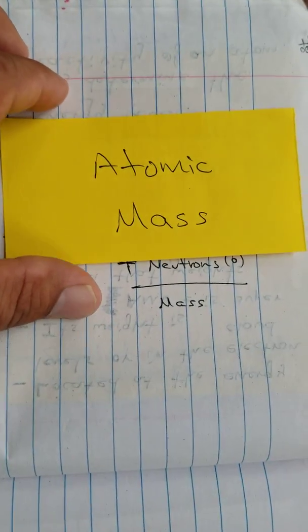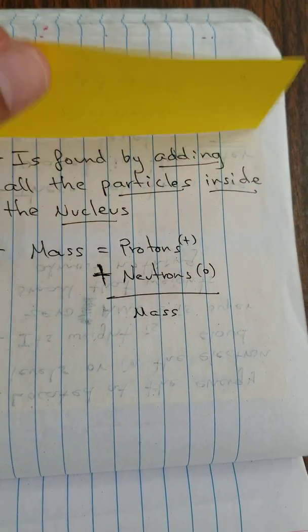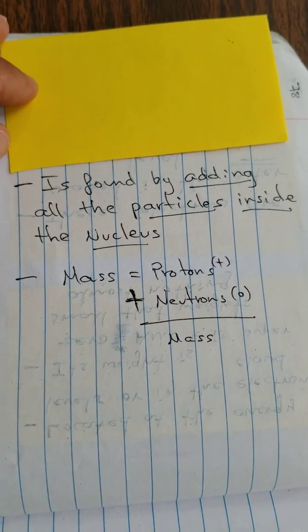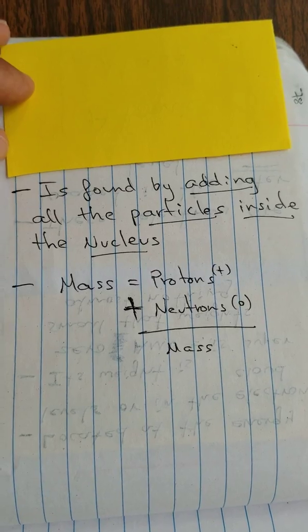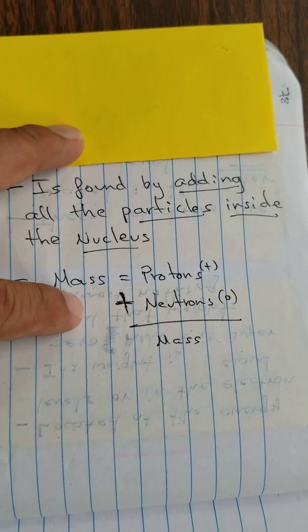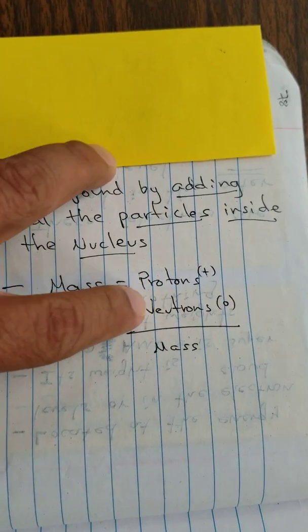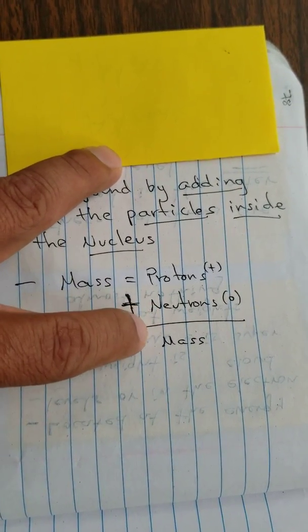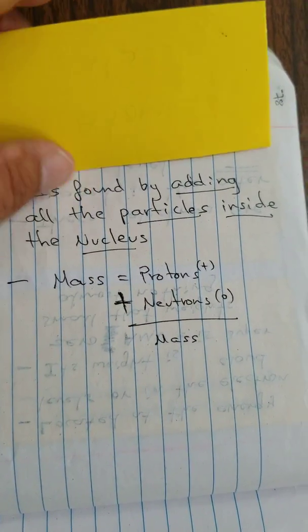And then at the end, we have the atomic mass. The atomic mass is found by adding all the particles inside the nucleus. If you look at this example right here, the mass is going to be equal to all the protons and all the neutrons that are in the nucleus, that will give you the atomic mass of an atom.